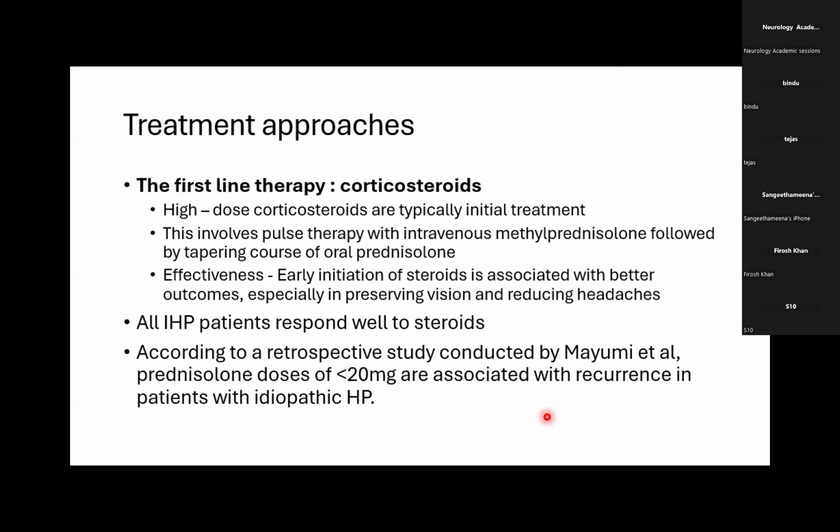According to a retrospective study conducted by Mayumi et al., a prednisolone dose of less than 20 mg is associated with recurrence in patients with idiopathic hypertrophic pachymeningitis. It was a Japanese study done in 2014.